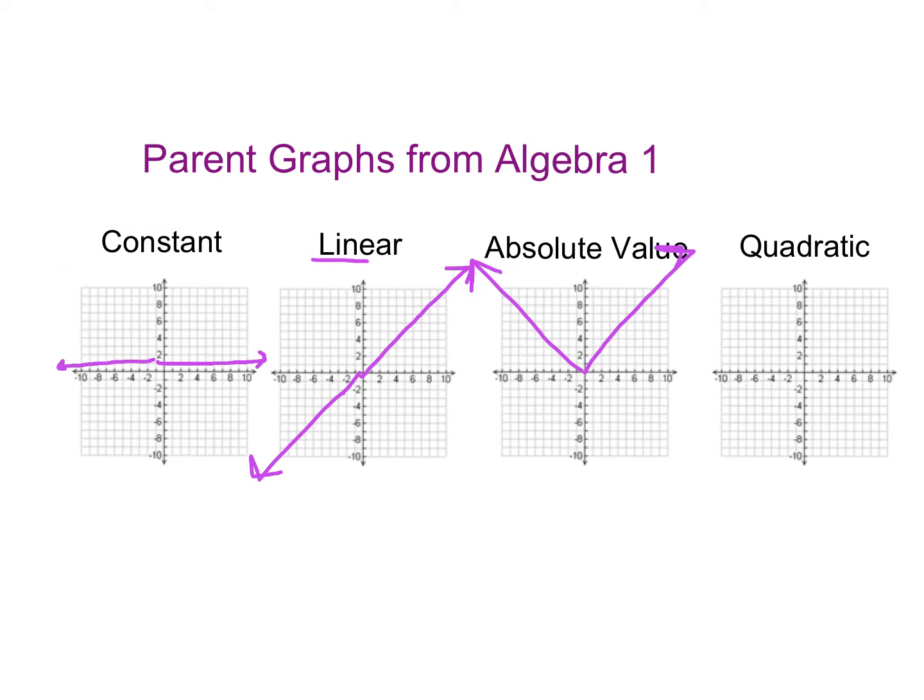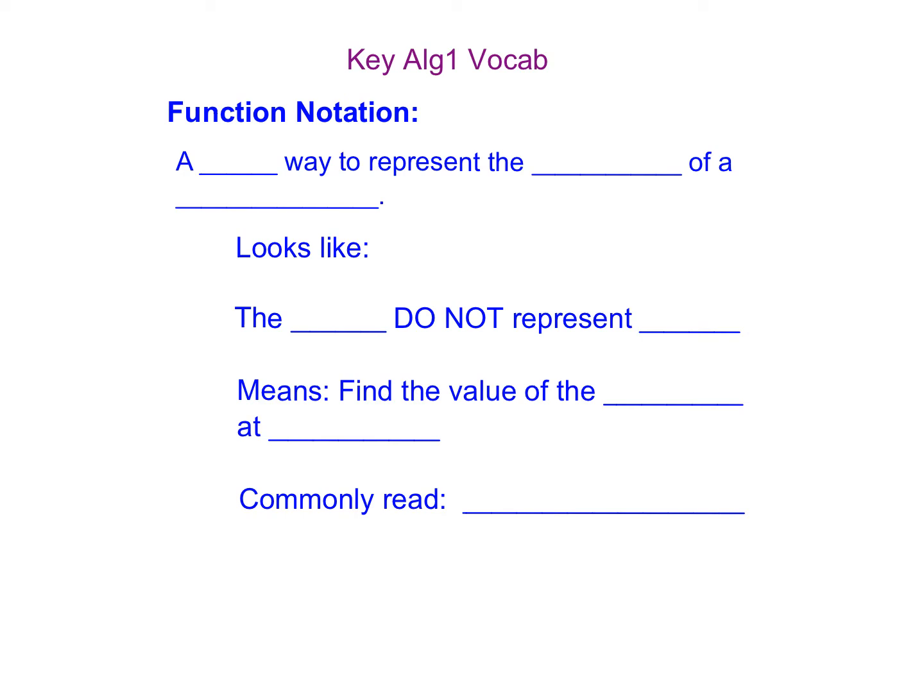And then a quadratic graph is a parabola. So if you remember, that's a U-shaped graph that has a shape like this. So you have the absolute value that is V-shaped, and then the quadratic that is U-shaped. So these are sketches of those parent graphs, and we'll be looking at these in a little more detail in another video. So before we dive into parent graphs a little bit more, I want to make sure that we're familiar with some of the function notation that we learned previously in Algebra 1.